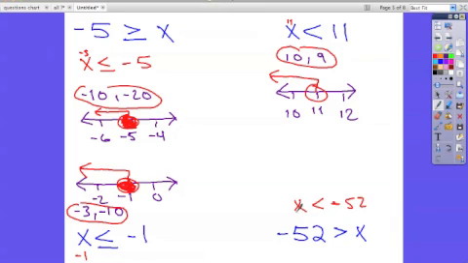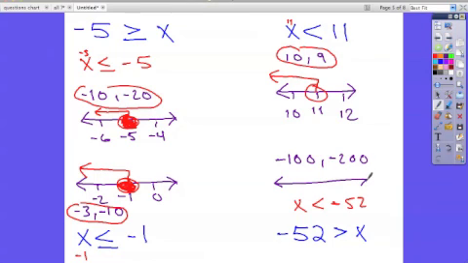Last one. Numbers that work for this. X is less than negative 52. Okay, I need an X that is less than negative 52 here. Let's go negative 100, negative 200. That would be fine. Those are both less than negative 52.